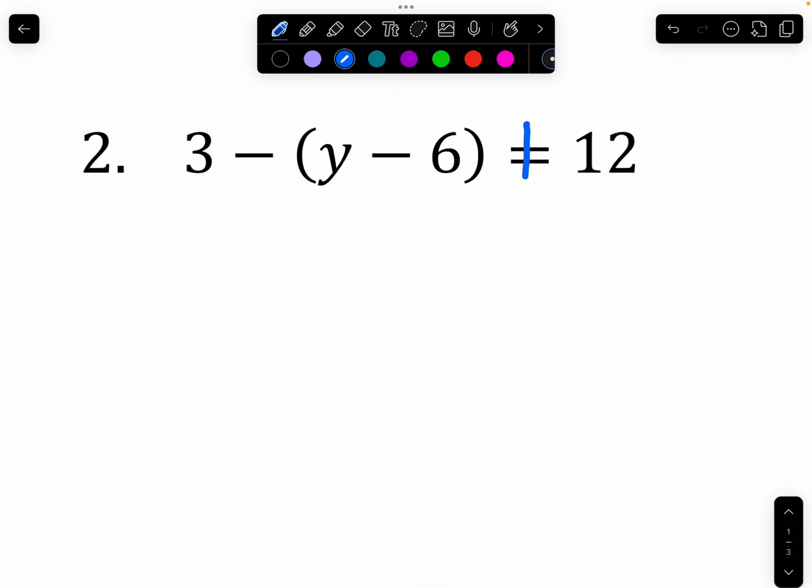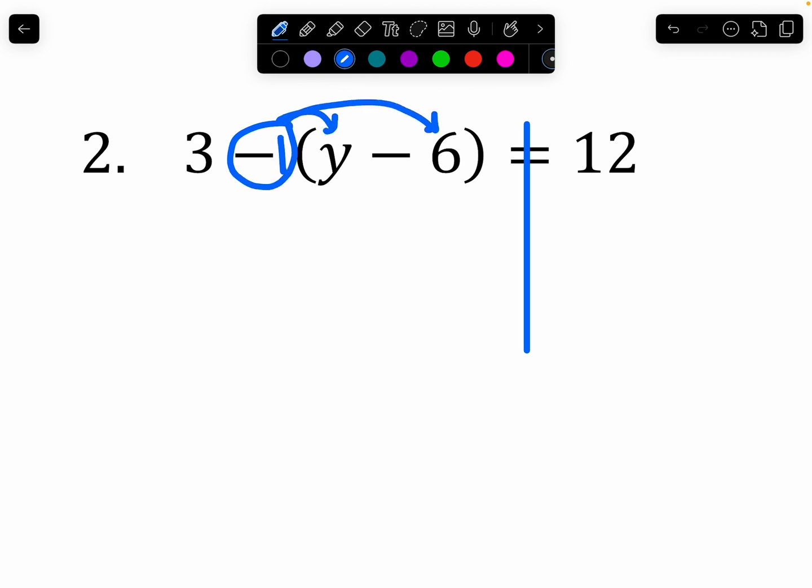Moving on to number 2, I again have a set of parentheses that I cannot just take things out of. So what I'm going to have to do here is distribute this -1 that is in front of the parentheses. This 3 over here I'm not going to do anything with just yet, so I'm going to bring it down. And then I've got -1 times y, which is negative y, and then -1 times -6, which is positive 6.